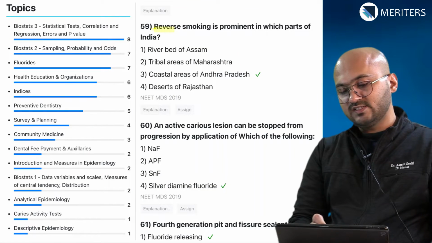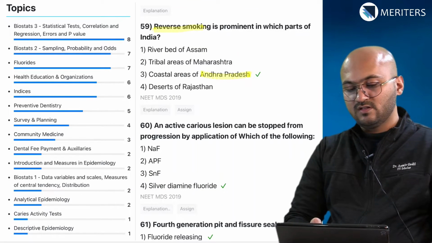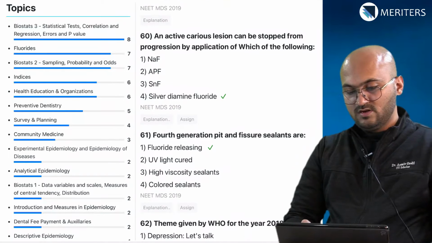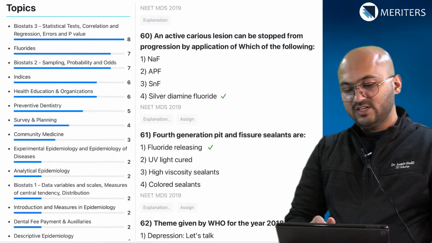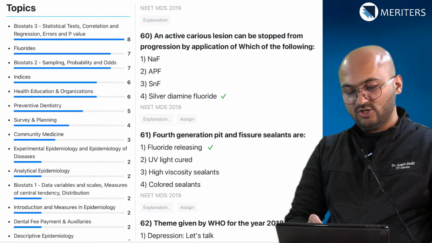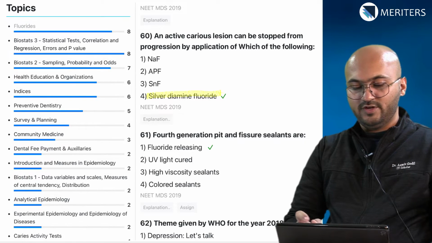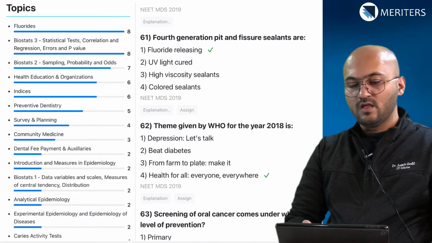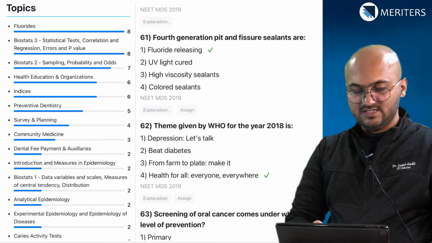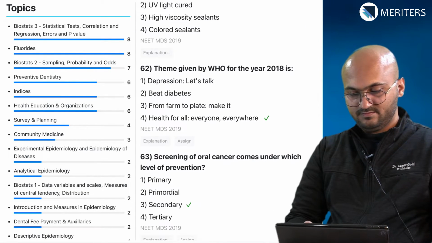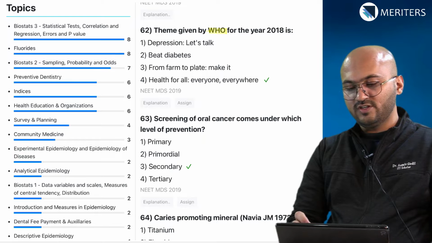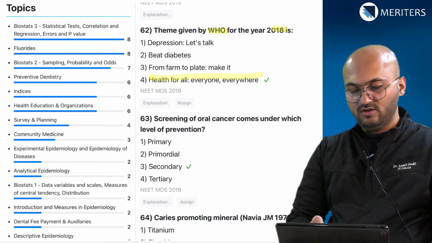Reverse smoking is seen in Andhra Pradesh. An active carious lesion can be stopped from progression by application of silver diamine fluoride. 4th generation pit and fissure sealants. This is preventive dentistry. Theme by WHO for the year 2018 is health for all.